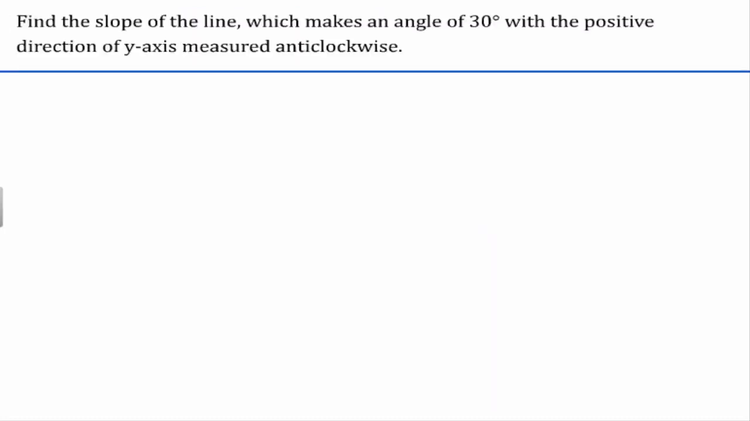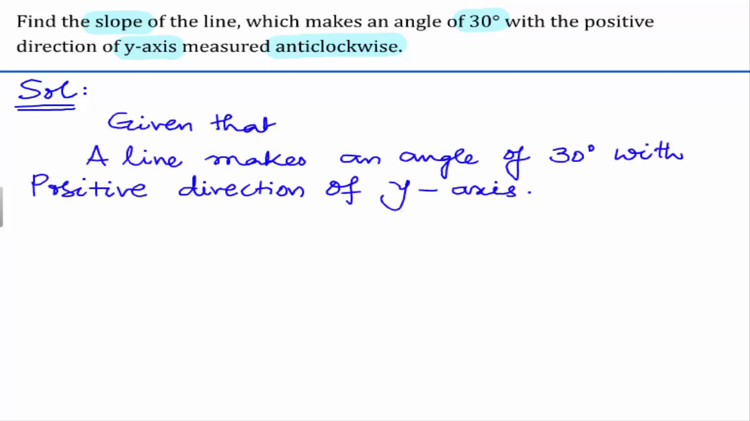In this question, we have to find out the slope of a line which makes an angle of 30 degrees with the positive direction of y-axis and which is measured in anti-clockwise. Let us see the solution. And these kinds of problems can be understood very easily with the help of a figure. So it is given that a line makes an angle of 30 degrees with the positive direction of y-axis. Let us draw the figure for that now.